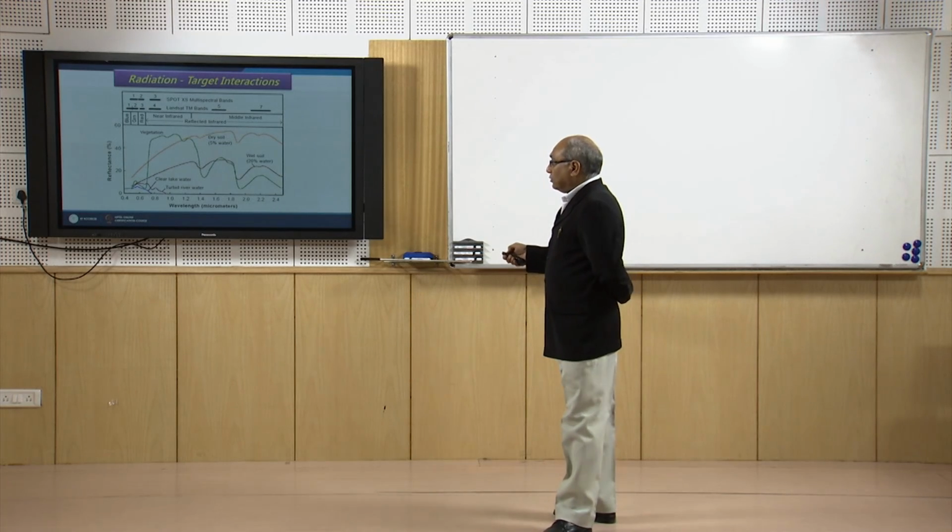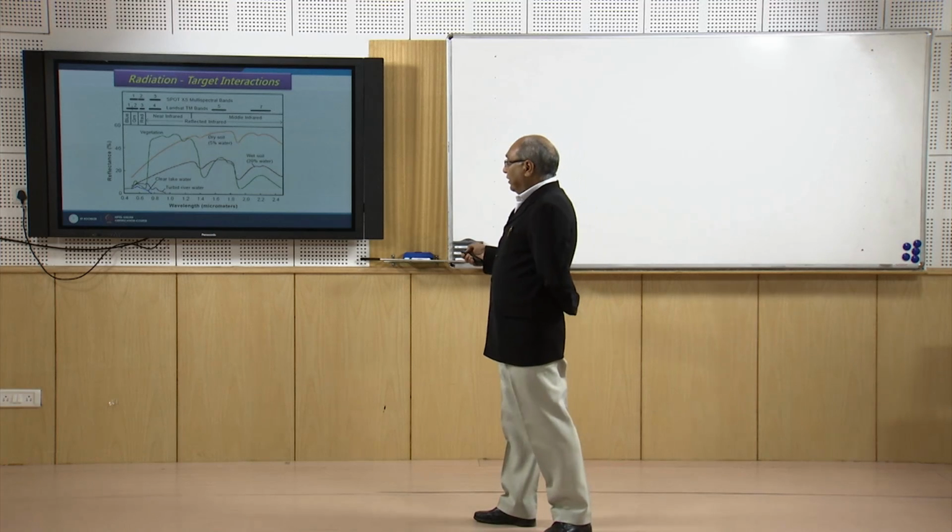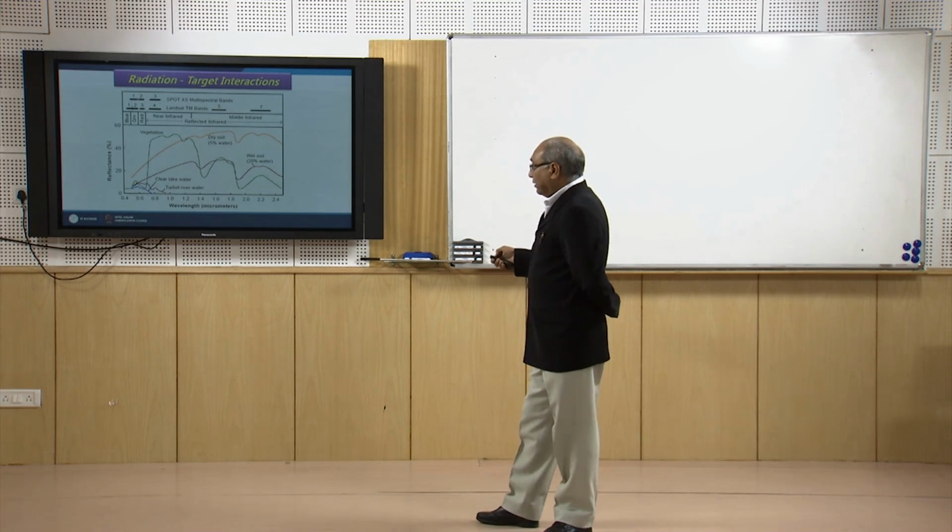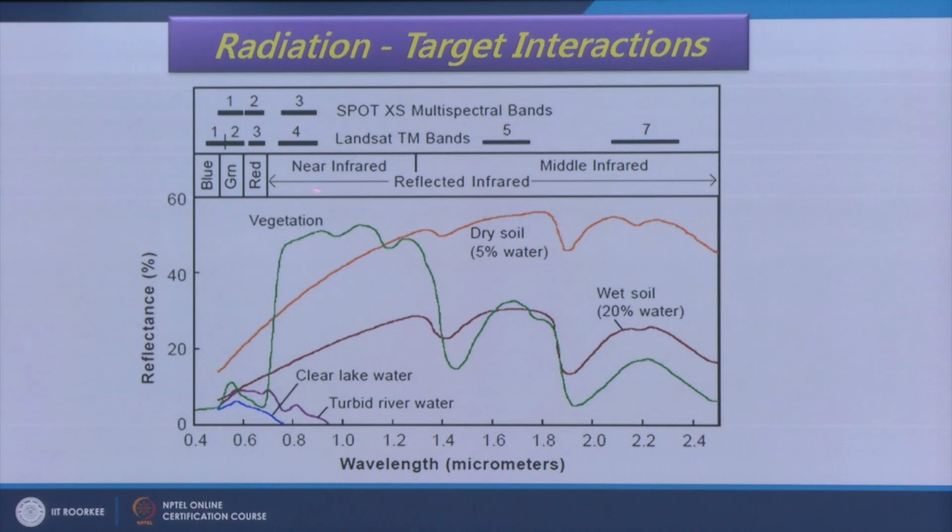Whereas in the case of SPOT, which was a French satellite, the multispectral bands are quite similar to the Landsat TM bands, but there is some shifting of band 1. Instead of starting from 0.4 or 0.45, it started at 0.5 to 0.6, with a very small gap between bands 1 and 2, but some gap between bands 2 and 3.